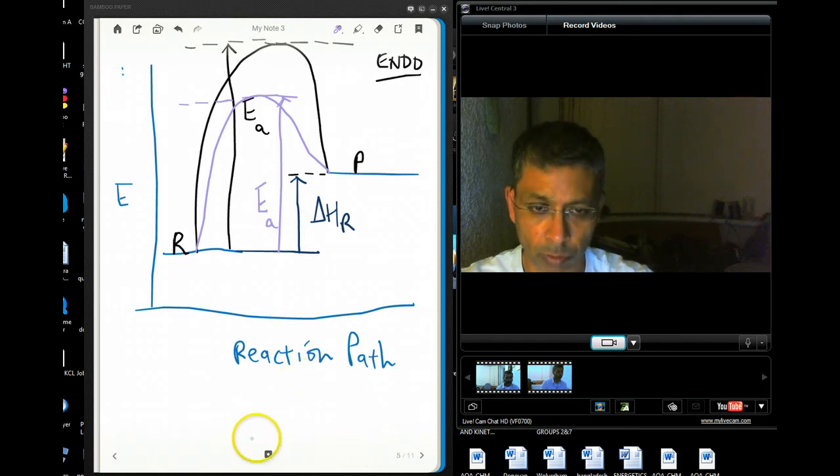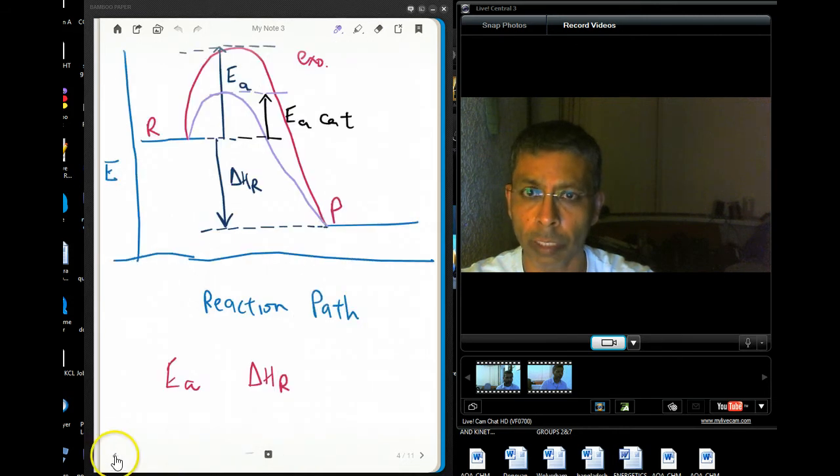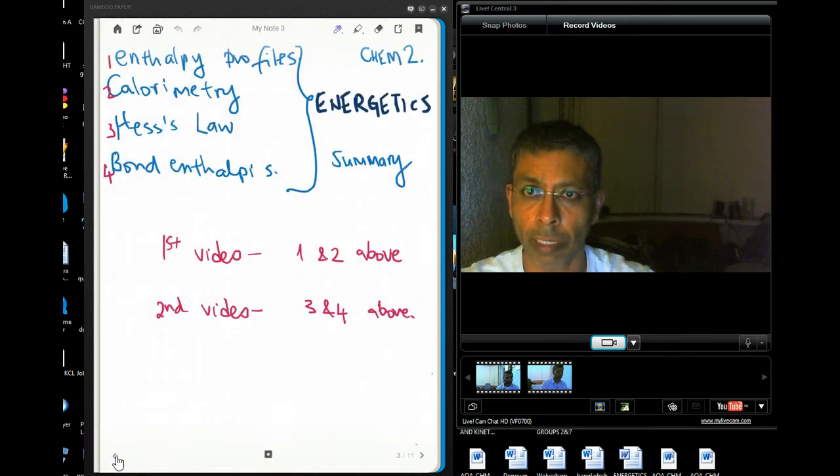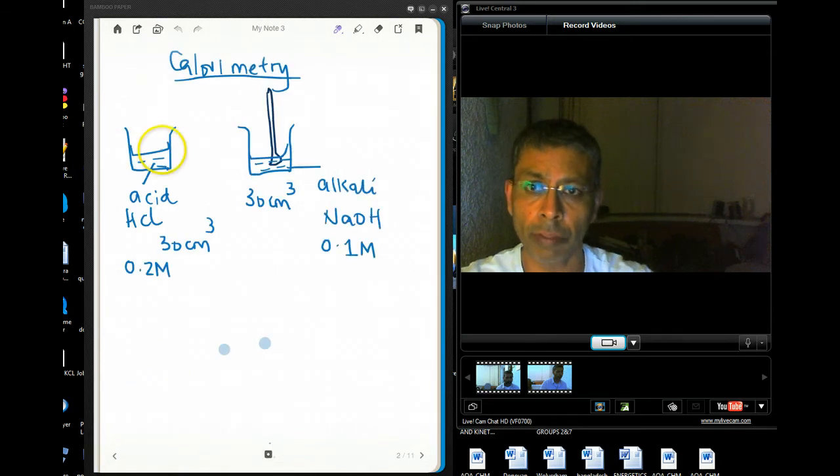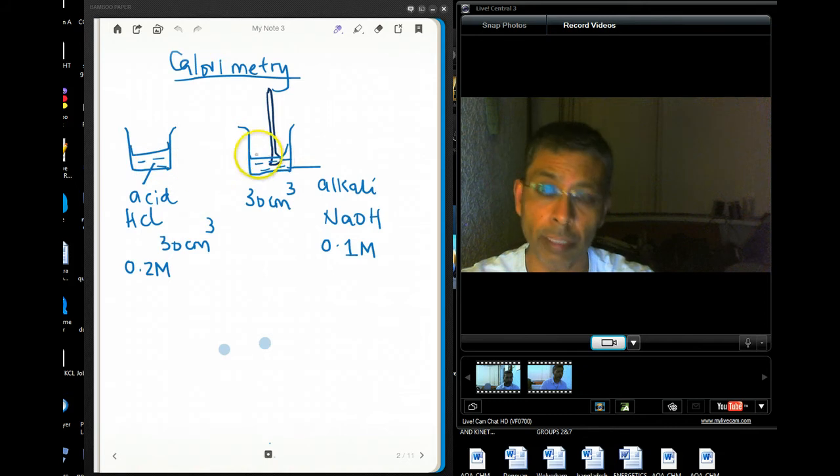Okay, let's move on to the next bit. What we're looking at is calorimetry. Okay, two types of calorimetry. Either you add one solution to another, for example, an acid and a base, and then you apply your formula. So let's look at this one.